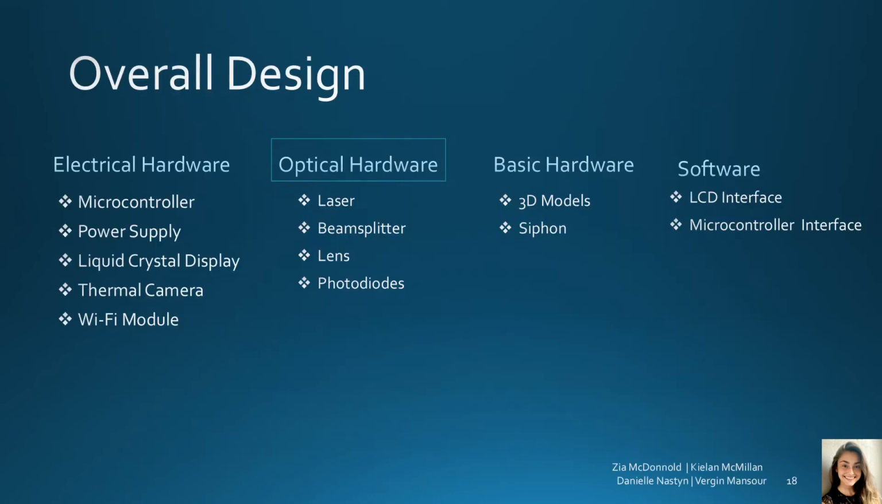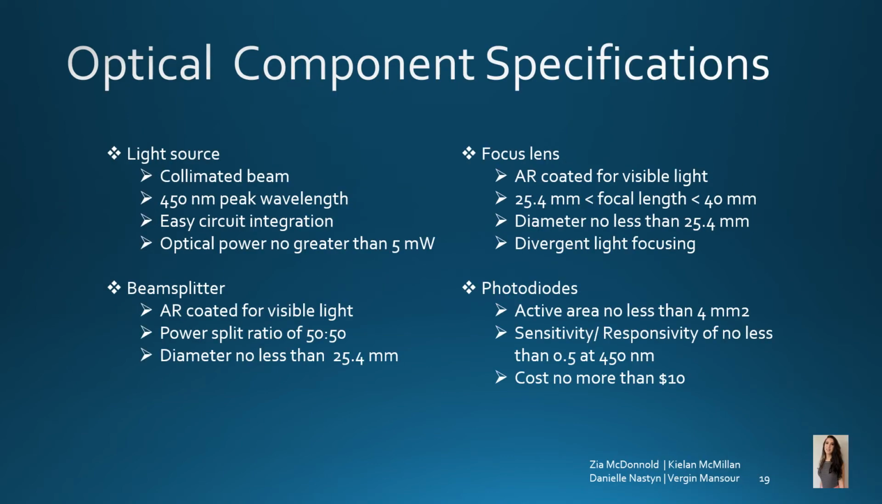And that completes the electrical hardware for our design. Next, Keelan is going to walk you through the optical hardware. We will start the optical components by first going through the optical component specifications, which are the individual specifications for each optical component, followed by comparisons for each component, and finally the optical design.